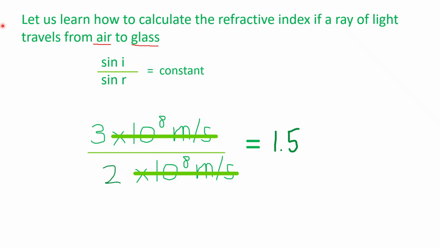I hope you have understood how to calculate the refractive index of a substance with respect to air. Now if there is a question to calculate refractive index of a ray of light from glass to water, how will you do that? As I said earlier, speed of light in the first medium by speed of light in the second medium, and then you score out and you get the answer, right?